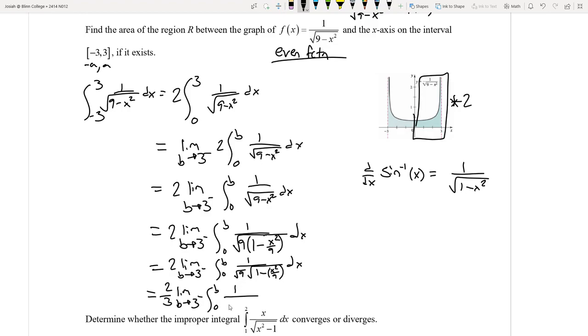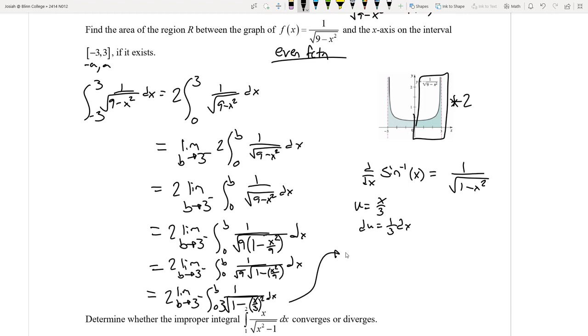I have 1 over root 1 minus, and our inverse sine's derivative has an x squared, so we have to make sure whatever appears here is all squared. So we'll make this into x over 3 quantity squared. And now we can go ahead and do a u substitution. U will be equal to x over 3. So du is 1/3 dx. Looks like I need that 1/3, so I'll go ahead and bring it back inside. Just leave this as a 2 outside.